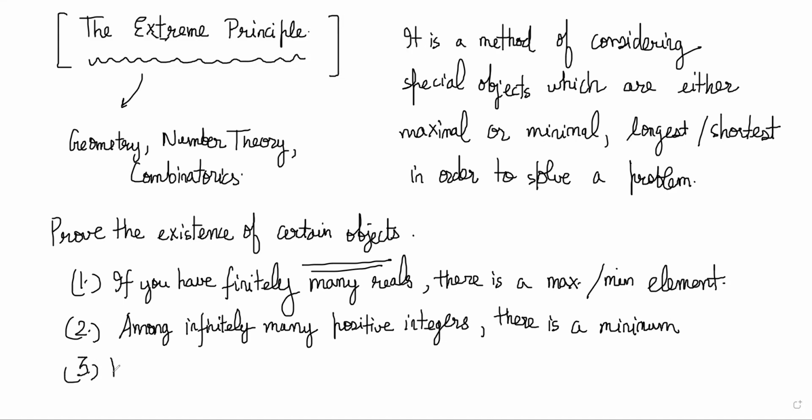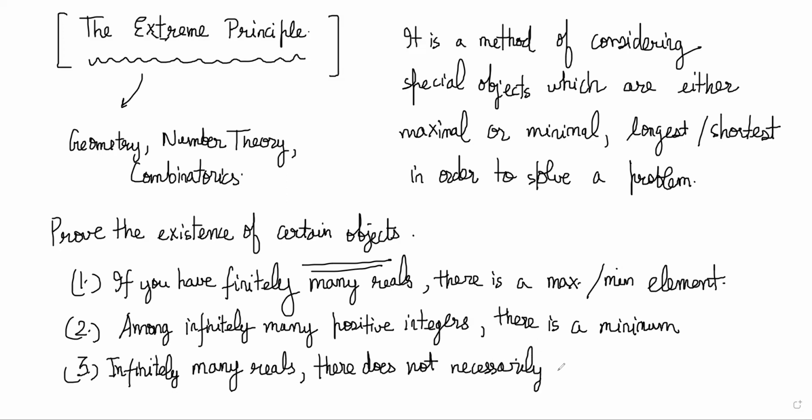However, if you have infinitely many reals, then there does not necessarily exist a maxima or a minima in that set. For example, if you take the set of all real numbers belonging to the interval 0 to 1, there are infinitely many real numbers, but we cannot say for sure which one is the maximum real number and which one is the smallest, right?